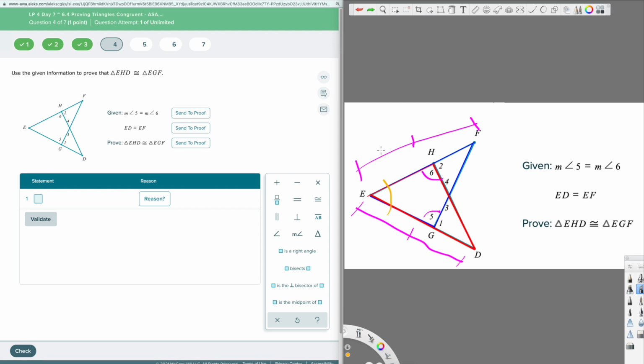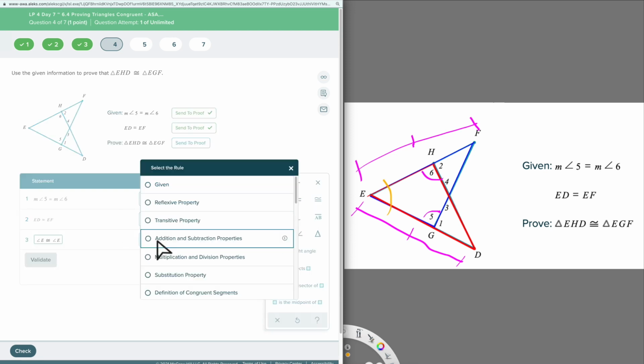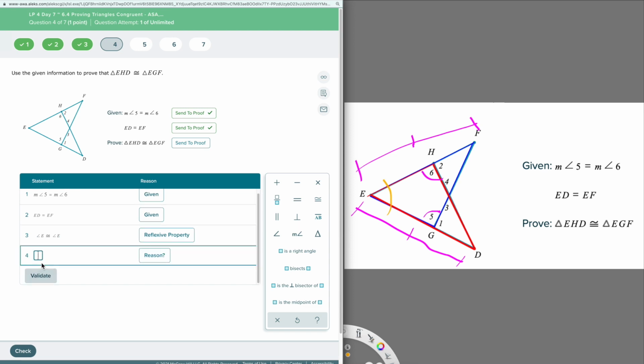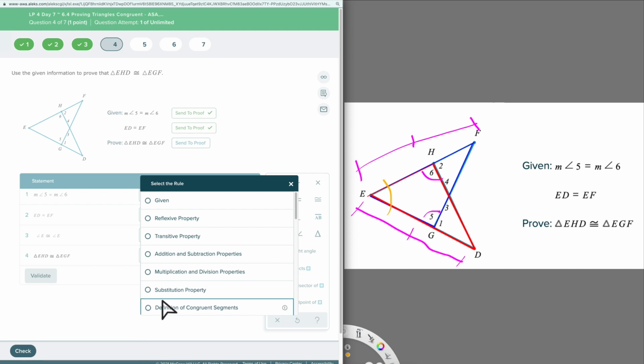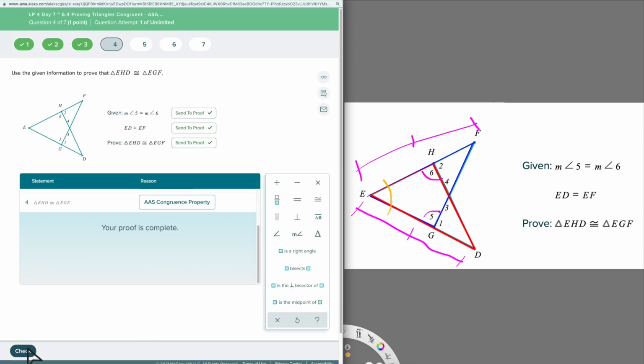All right, so let's go ahead and send a proof. So now that I have those two givens, I'm going to do this. Angle E is congruent to angle E. It's congruent to itself by the reflexive property. So that was the only thing I had to do on this one. I can immediately conclude the proof because of angle, angle, side. So angle, angle, side property. Alrighty.